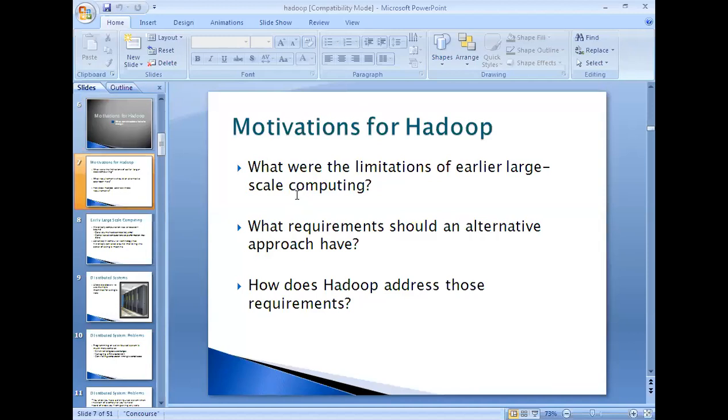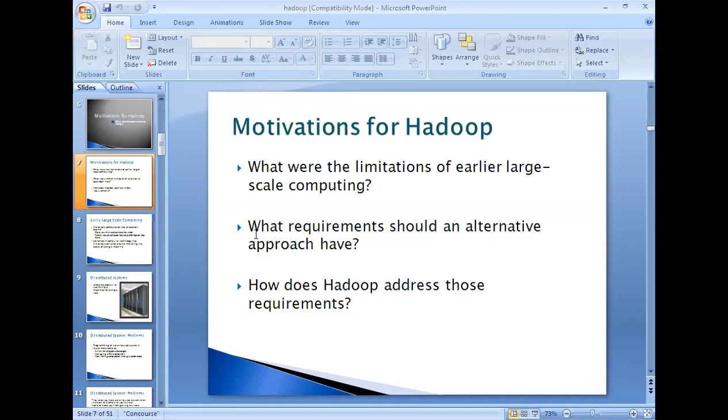Another one is: what are the limitations of earlier large scale computing? Before these two were invented, what did we do with large scale data, how could we store it and how could we process it? That is one of the major motivations for the development of Hadoop. And another one is: what requirements should an alternative approach have? Whatever process existed before the invention of GFS and HDFS, not only HDFS but Hadoop, what are the other options?